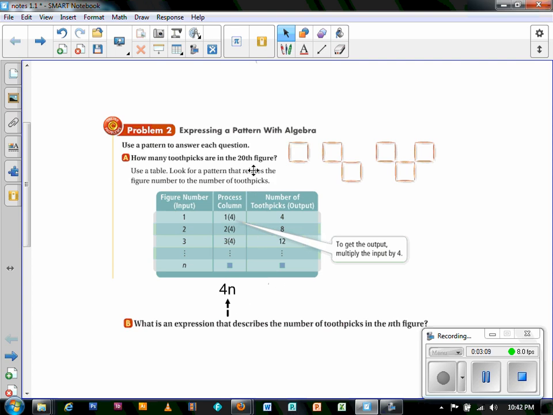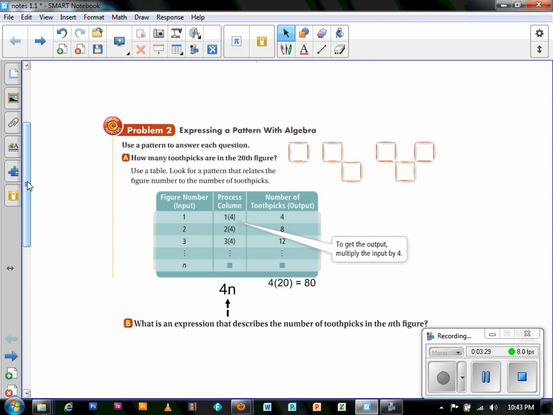Now we're in a good position to answer our question. How many toothpicks are in the 20th figure? Well, it'll be 4 times 20, which is 80. So we've answered our question using a table that consists of an input, an output, and a process column.